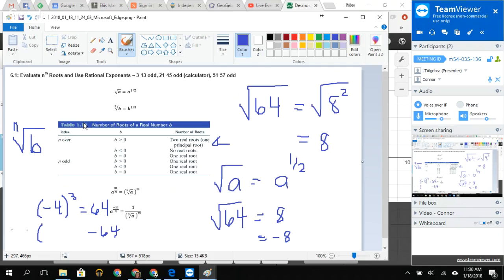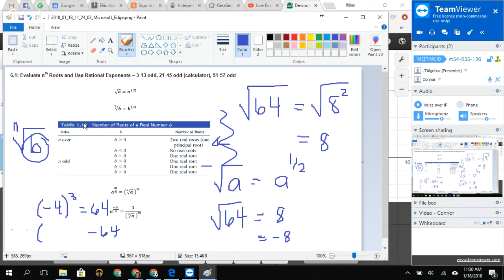So the reason that we have a real root, even when this number in here is negative, is because of the ability to multiply it an odd number of times. I hope I'm explaining that right. Okay, so that's what this little chart's about. It's not like you have to memorize that, but that's just kind of a thing to know.